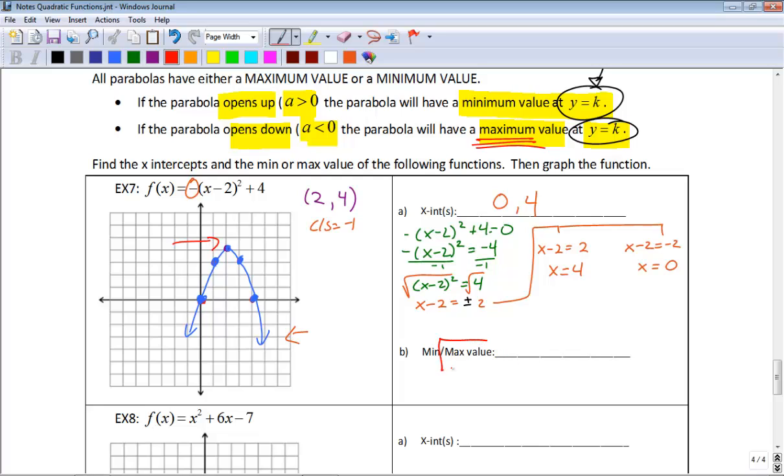So what kind of value do I have? I have a max value. So I want to circle that because I want to reassure myself that, hey, I have a max value. And then I need to figure out where it happens. What happens at y equals a number?